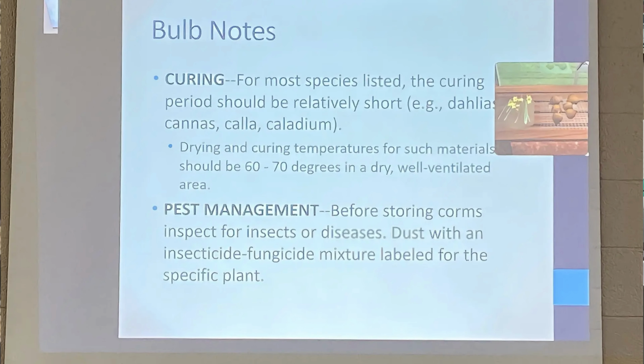Curing. For most species listed, the curing period should be relatively short, like dahlias, cannas, callas, and caladium. Drying and curing temperatures for such materials should be 60 to 70 degrees in a well-ventilated area. Pest management. Before storing corms, inspect for insects and diseases. Dust with an insecticide, fungicide mixture labeled for the specific plant.